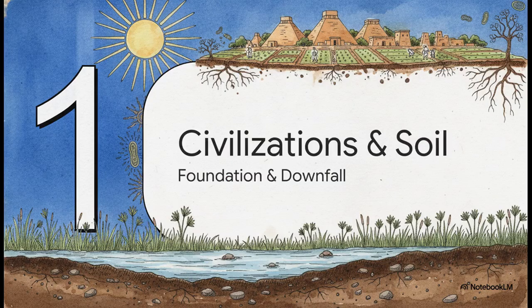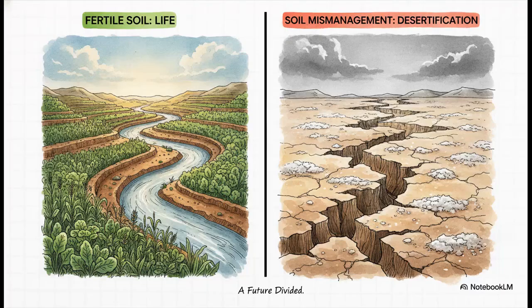Section 1. Civilizations built on soil. We're looking at the foundation and the downfall of societies. The survival of entire human civilizations has literally depended on the dirt they settled upon. Since the absolute dawn of agriculture, people knew the immense value of fertile river valleys. But history shows us a pretty brutal truth.